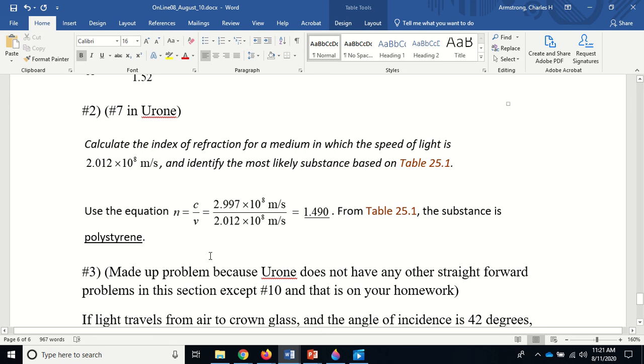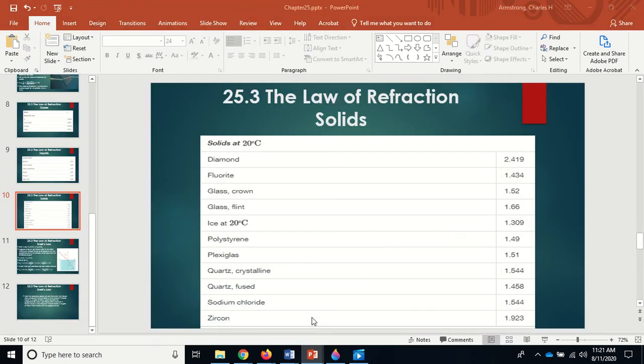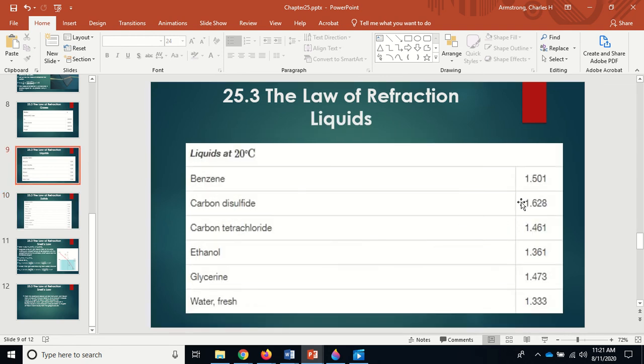Calculate the index of refraction for a medium in which the speed of light is 2.012 times 10 to the 8th meters per second, and identify the most likely substance based on table 25.1. So there's the velocity that they're telling us that this thing moves at. There's the speed of light out to so many digits. So we get 1.490, 1.49.